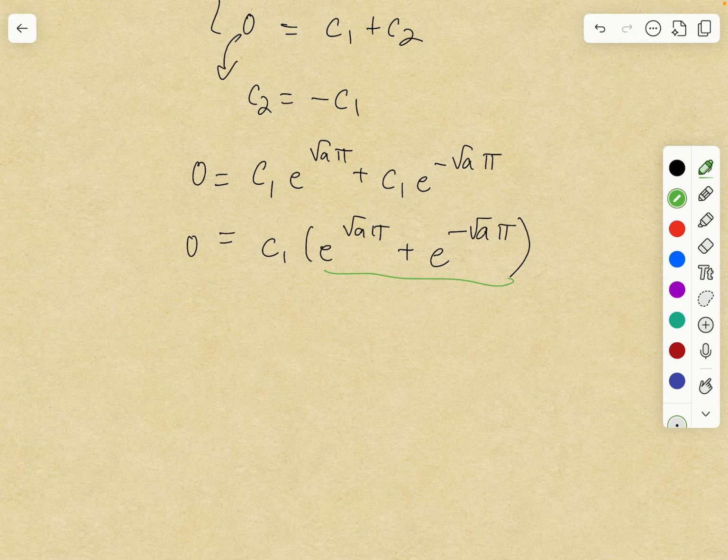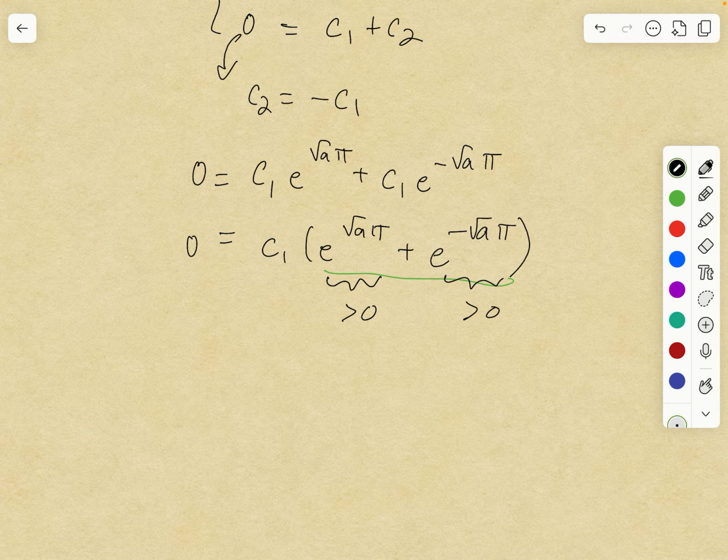No, it's not equal to 0, because e to the root a pi is never going to equal negative e to the minus root a pi. One way to think about this is that e to any real number is going to be positive, right? So that's a positive number. E to the minus root a pi is also going to be a positive number. So when you have two positive numbers, you add them, you get a positive number. So I have 0 equals C1 times a positive number.